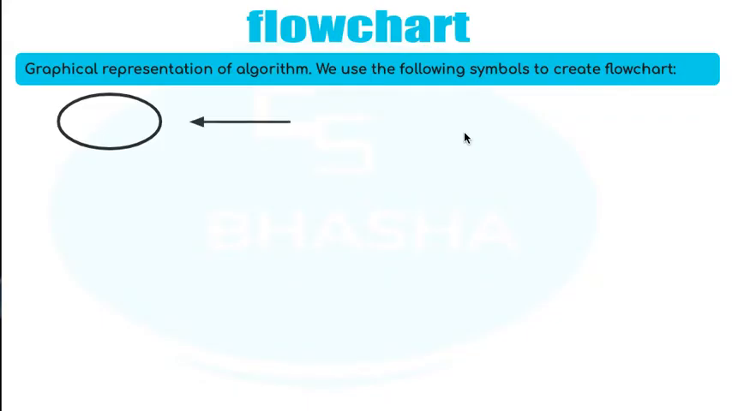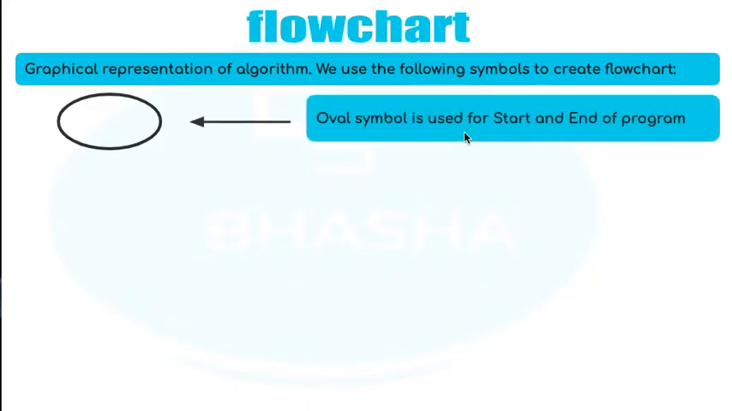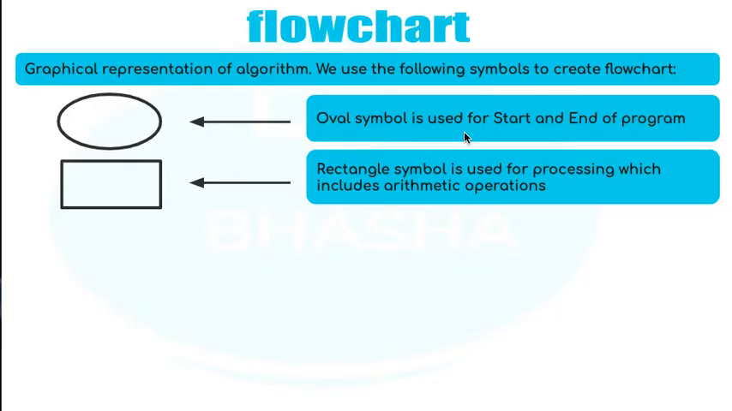So remember, if I have to start my program or end my program, I have to use the very first symbol, which is called an oval symbol, which represents the starting or the ending of a program. Then there are cases where we need to do some kind of assignment. So whenever we say I is equal to I plus 1, S is equal to 10, when we are assigning a value or doing any kind of mathematical operation, we use the second symbol, which is called a rectangle. The rectangle symbol is basically used for processing, and it also includes the arithmetic operations.